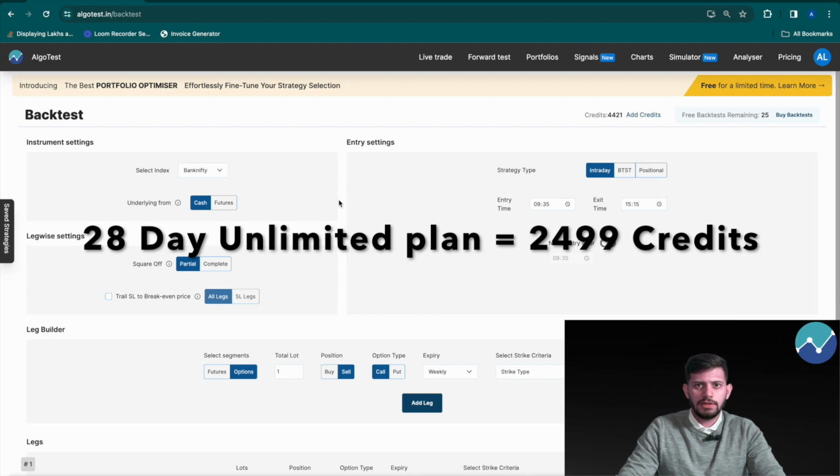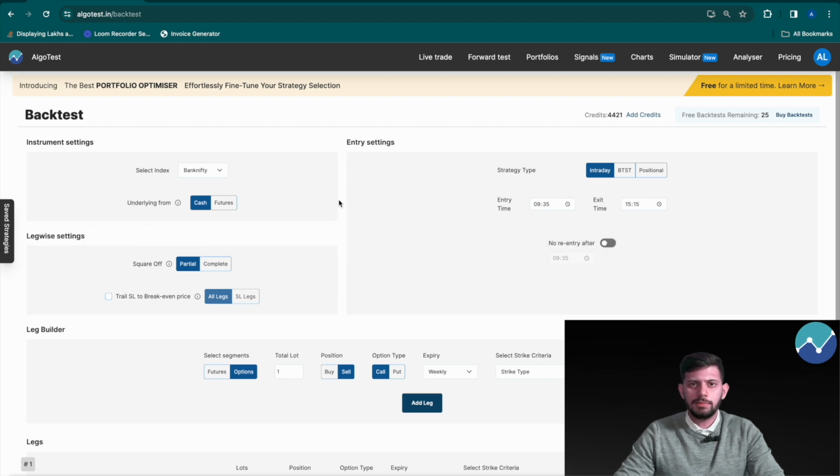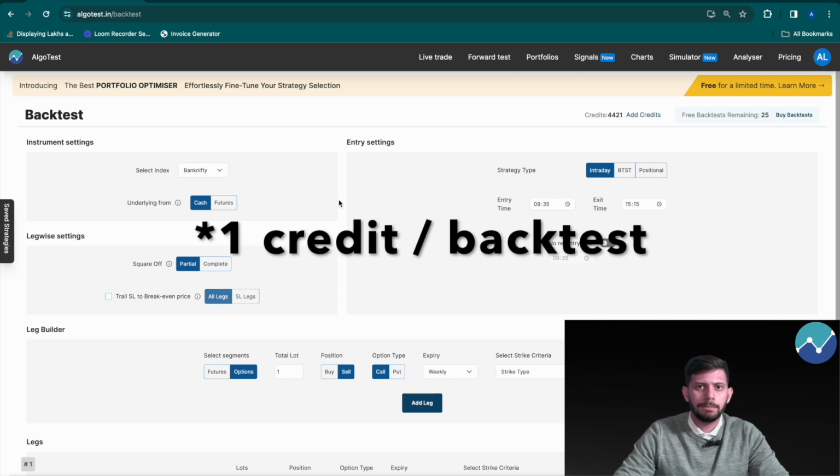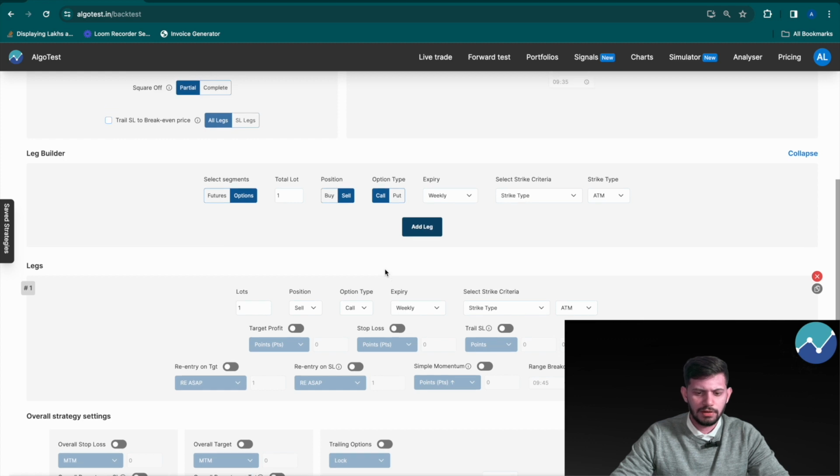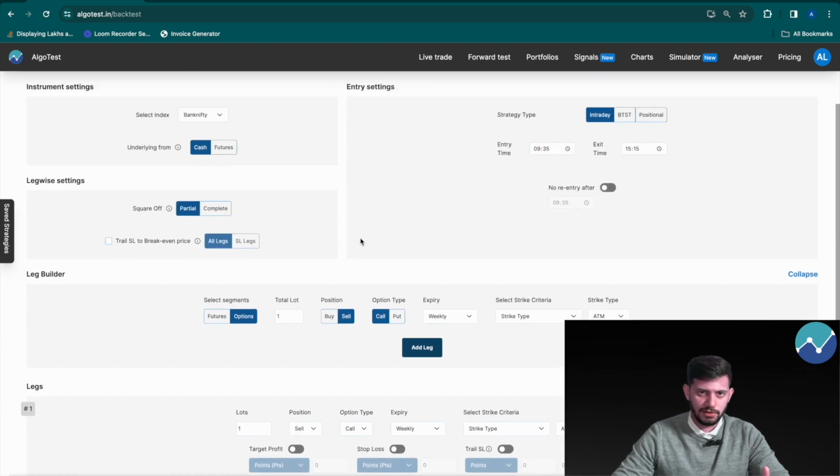If you have the 28-day unlimited backtest plan, you can make as many backtests as you like in that 28-day period. The second category is limited backtest. Now, limited backtests are priced at 1 rupee per backtest. So all of these features you see, you can use all of them without any restrictions for a single backtest, expending only 1 credit.